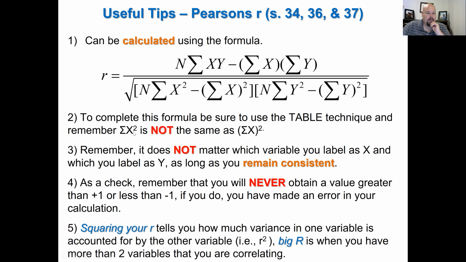Remember, the sum of x squared is not the same as the sum of x, bracket, squared. These are different numbers. Remember, it does not matter which variable you label as x and which is y. You'll get the same thing. Just remain consistent. As a check, remember that you will never have a value bigger than +1, and you'll never have a value smaller than -1. Those are the boundaries. Squaring your R tells you how much variance in one variable is accounted for by variance in the other one. So that's R squared. And big R is when you have more than two variables that you are correlating.